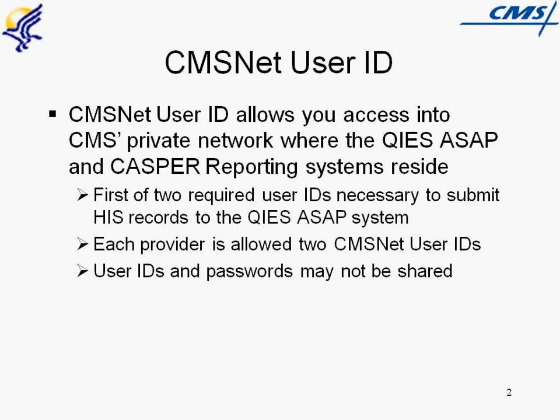The CMSNet User ID allows you access into CMS's private network where the KEYS ASAP and CASPER reporting systems reside. It is the first of two required user IDs necessary to submit HIS records to the KEYS ASAP system. Each provider is allowed two CMSNet user IDs. It is important to note that user IDs and passwords may not be shared.